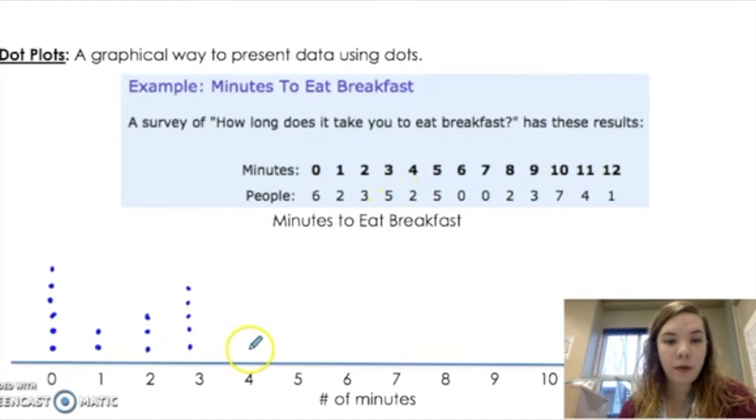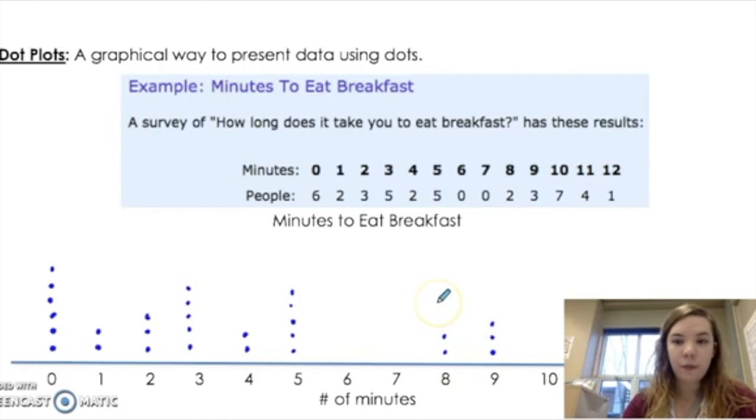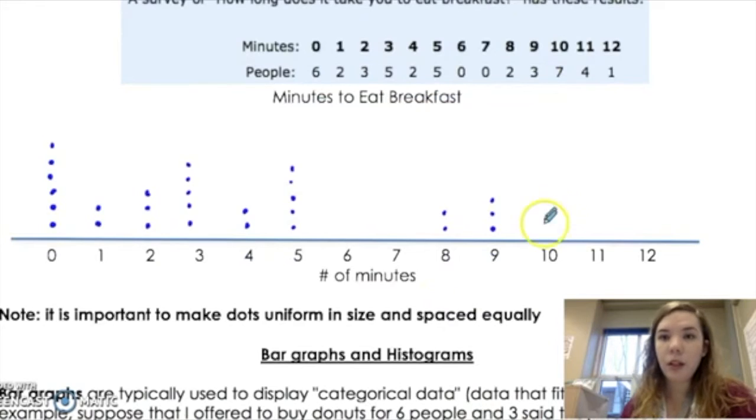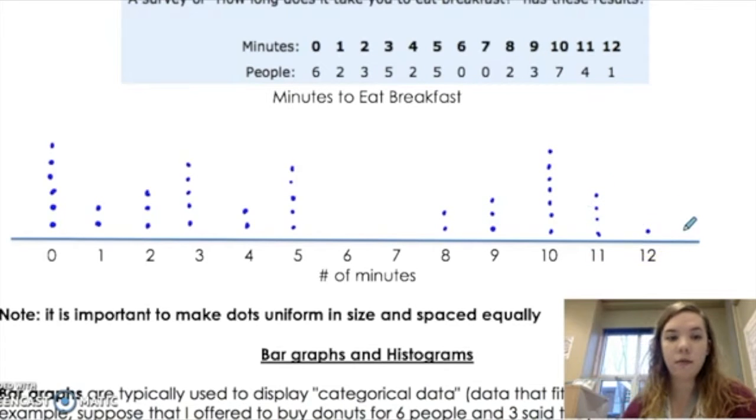2 people said 4 minutes. 5 people said 5 minutes. Got 0, 0, 2, 3, 7. 4 people said 11 minutes, and 1 person said 12 minutes.